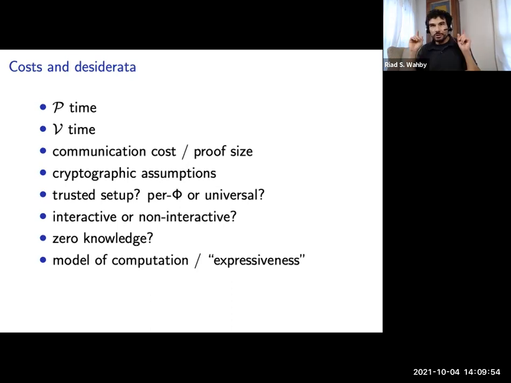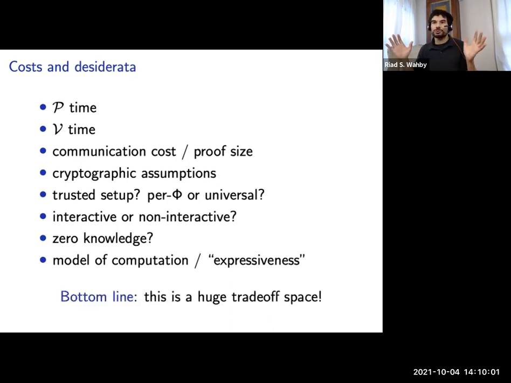So if there's really just one thing to take away from this whole time that we're going to spend together today, it's that this is a huge trade-off space, and none of the systems that we will see are dominant along all of these axes. So what that means is if you have a specific application in mind, you can choose a proof system for it, or you can design a proof system for it in all likelihood. But it also means that maybe there's a little bit of analysis paralysis. So let's try to break out of that paralysis by further breaking down these proof systems.